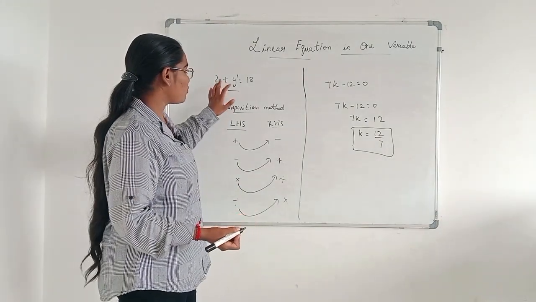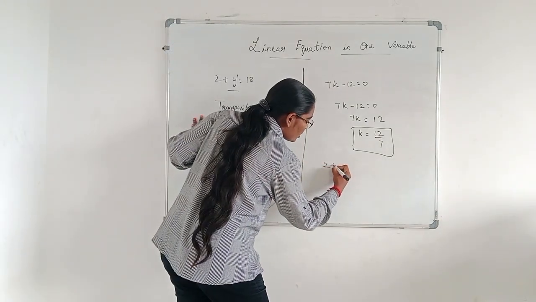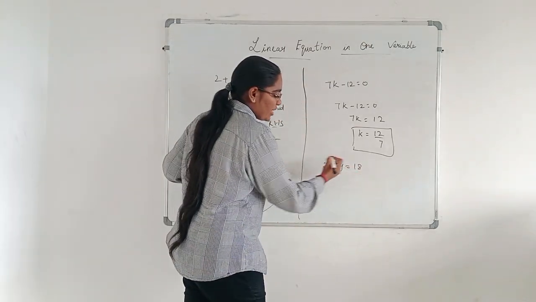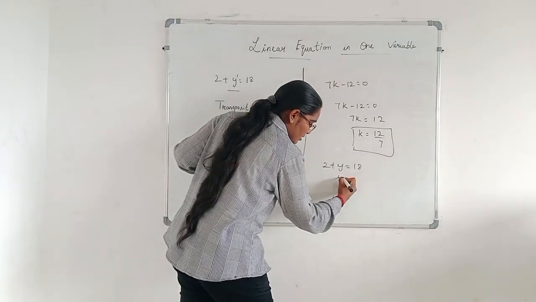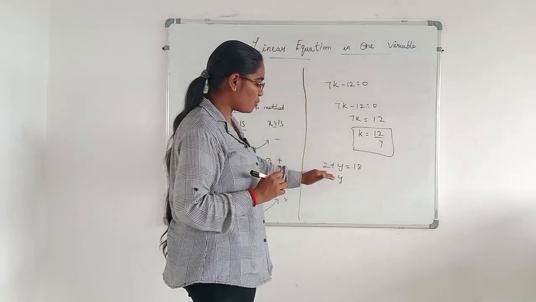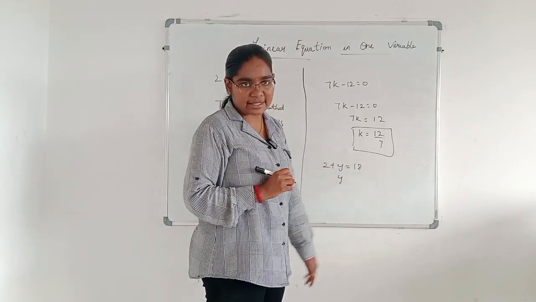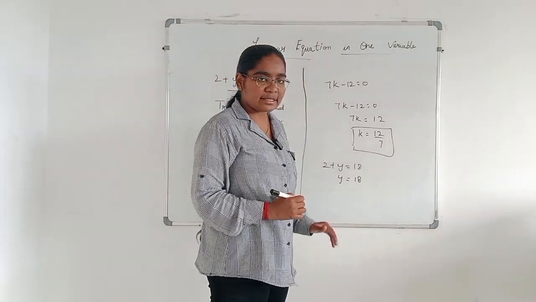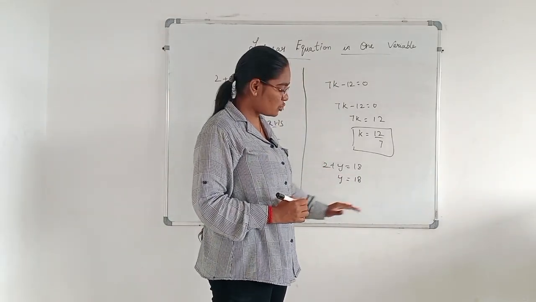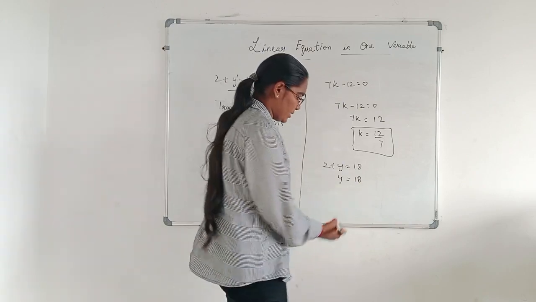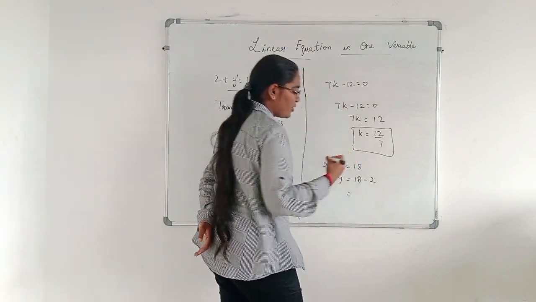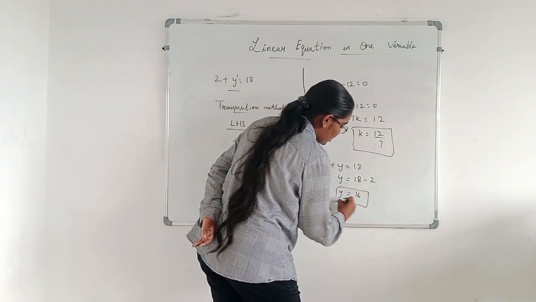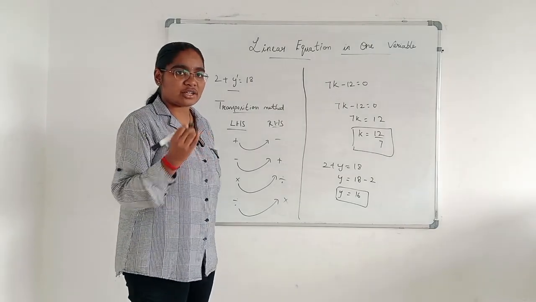Now for this problem, 2 plus y equals 18. What value do you have to find? The value of y. So keep this on the left hand side itself. Next we are moving this 2 to the right hand side. This 2 is plus, so when it moves to the right hand side, it will become minus. So 18 minus 2. What will you get? 18 minus 2 is 16. So y equals 16. This is the concept.